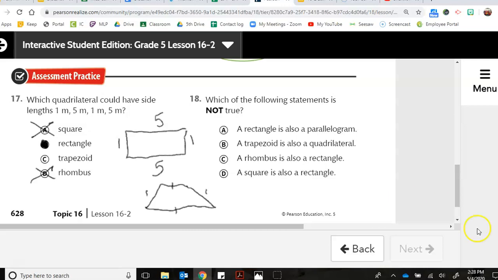Okay. All right. Use these practice problems to help you on your own problems that you will do today.